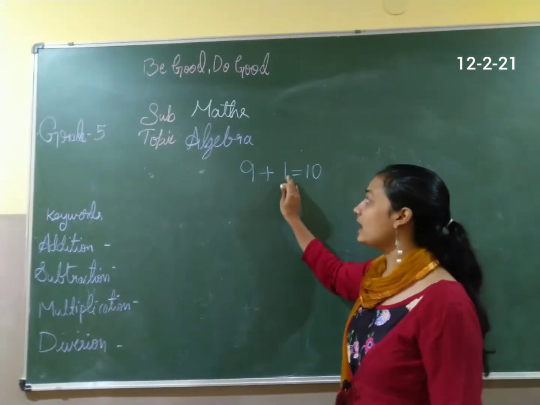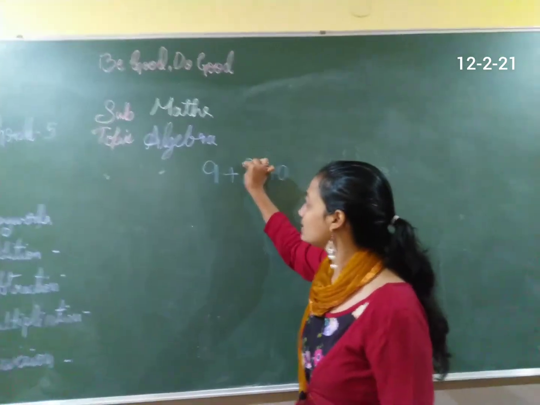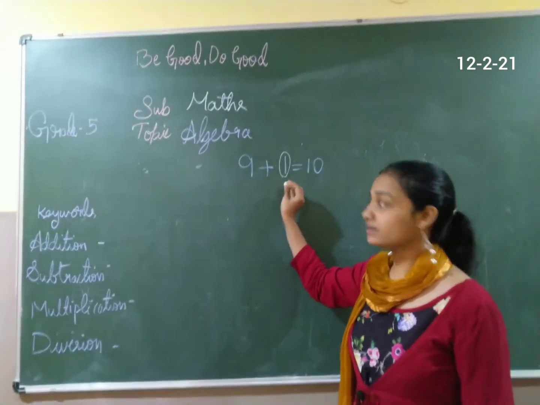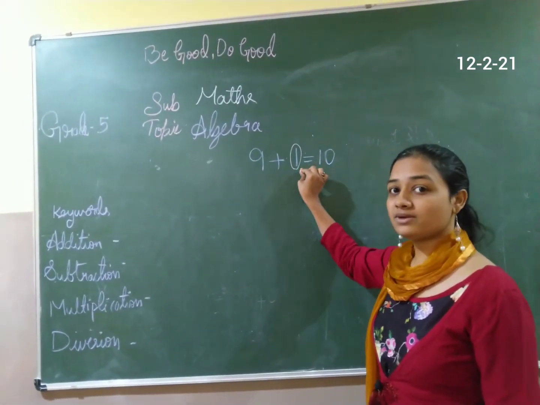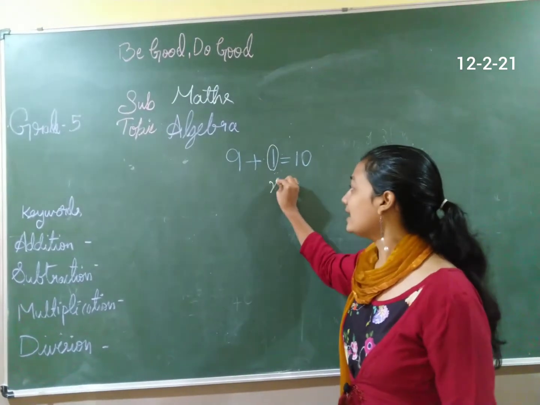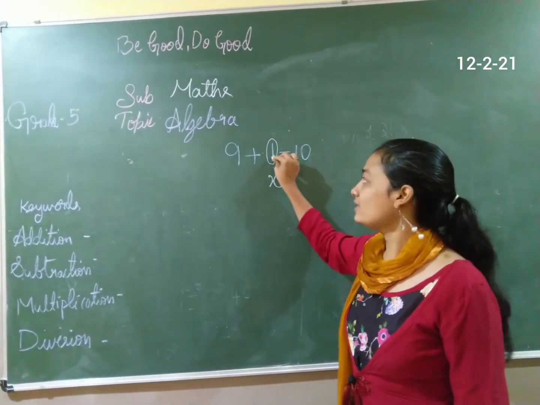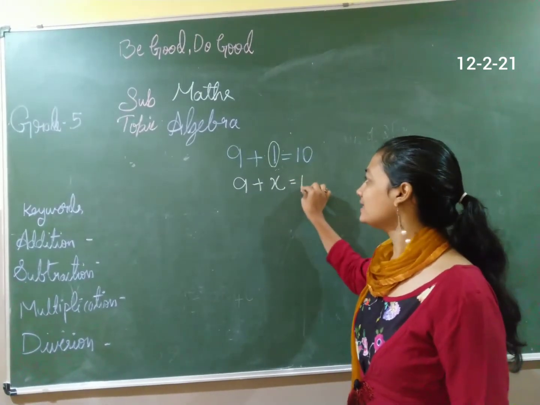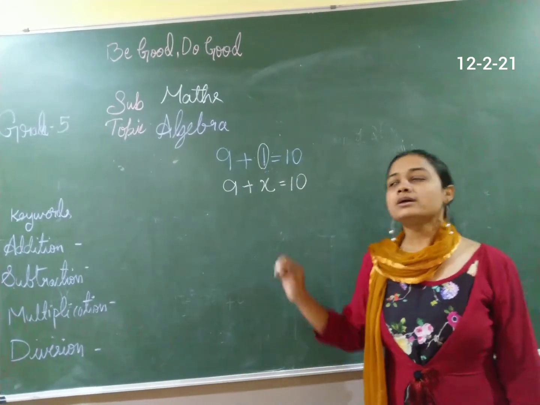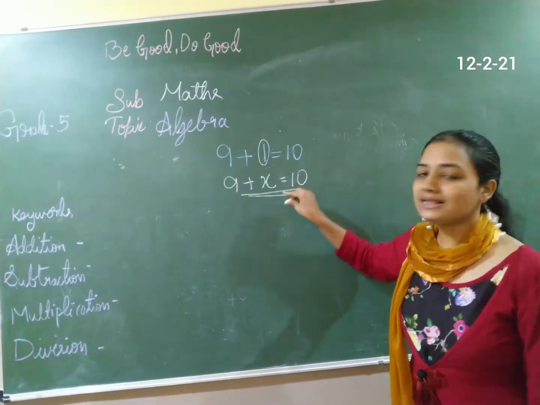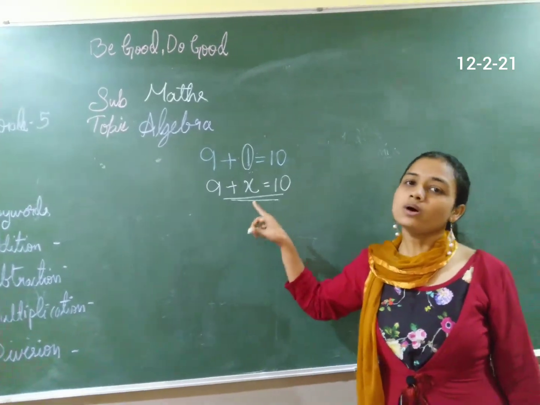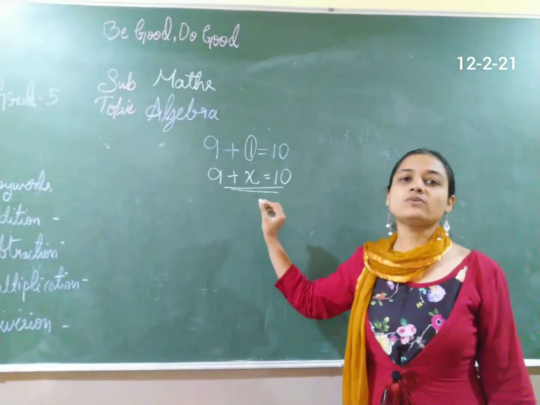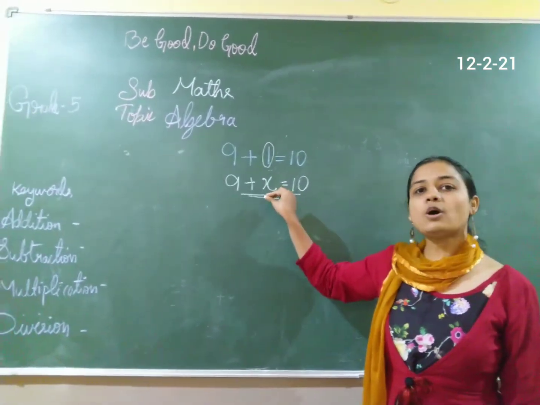If I have an unknown number here, instead of this number, I may not know I should add 1 here. It is not compulsory that I should add 1. Sometimes this number may not be given. In that case, I write any English alphabet in the place of 1 here. So, the equation will be 9 plus x is equal to 10. So, this is called an algebraic equation. So, algebra is nothing but equations or mathematics where you use letters with the operations.